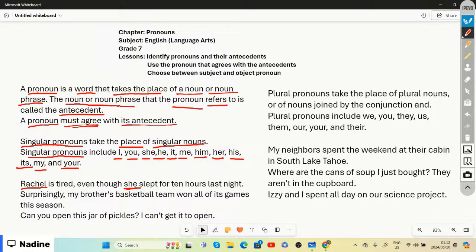All right, we continue. It says, surprisingly, my brother's basketball team won all of its games this season. So we're talking about the basketball team. They won all of its games this season.